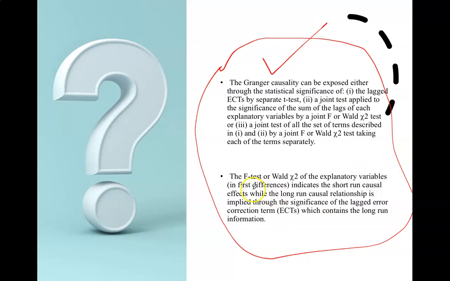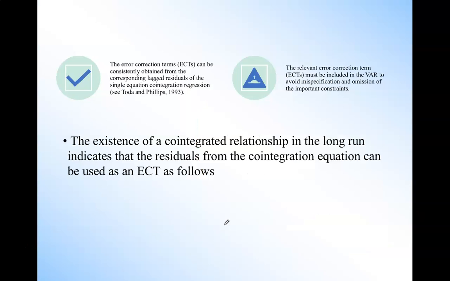And then the F test or the Wald test being used in first difference indicates the short run, while the long run causal relationship is implied through the ECT. So this might be the confusing part. But then again, I'll get back to you on this part when you do the estimation. This will be part number 2. For now, you accept it as it is.